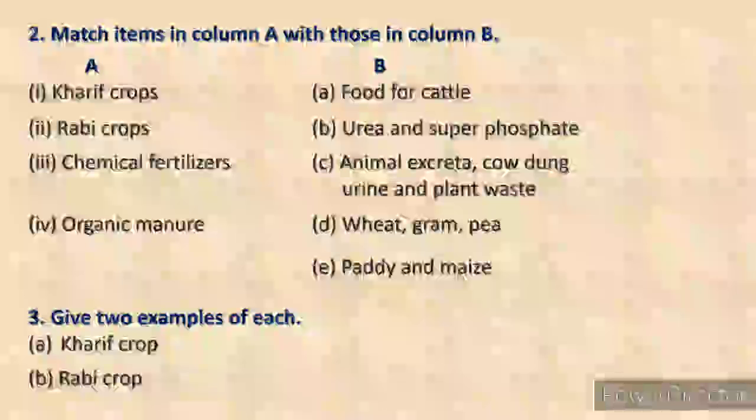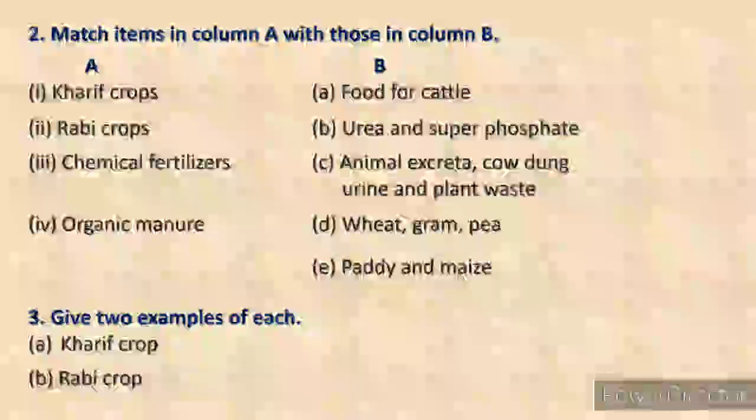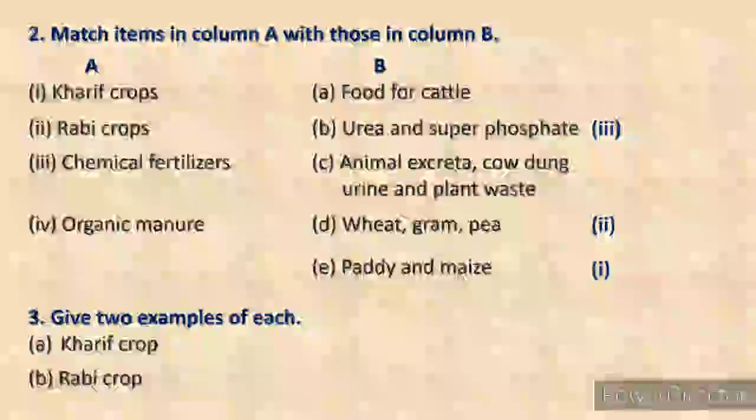Okay, now come to the second question, matching. You have got in column A Kharif crops, Rabi crops, chemical fertilizers, and organic manure. Now let's start matching. Kharif crops, obviously paddy and maize in the rainy season. Rabi crops, obviously wheat, gram, pea in the winter season. Chemical fertilizers, obviously urea and superphosphate. And the last one is organic manure, obviously animal excreta, cow dung, urine, and plant waste. So these matchings are based on their features.